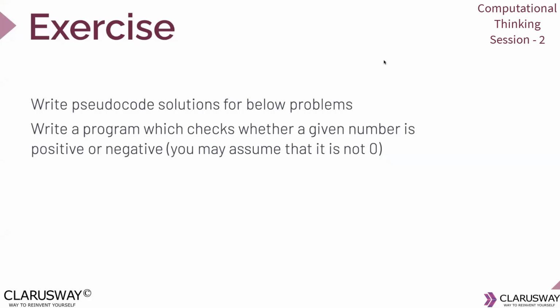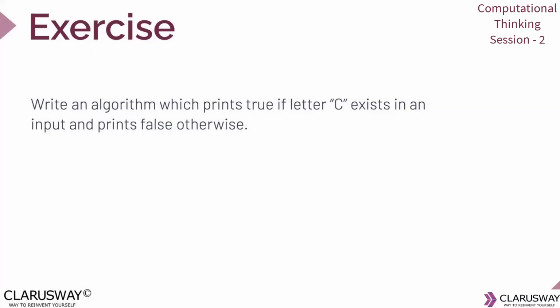All right, so let's continue with the next question. And it says, write an algorithm which prints true if letter C, so that's a capital C, exists in an input and prints false otherwise. Let's see who can make this. So exist, what does that mean? You have to be careful about that. And then you have to check that. But beware.